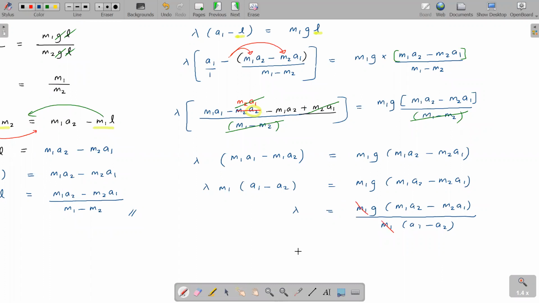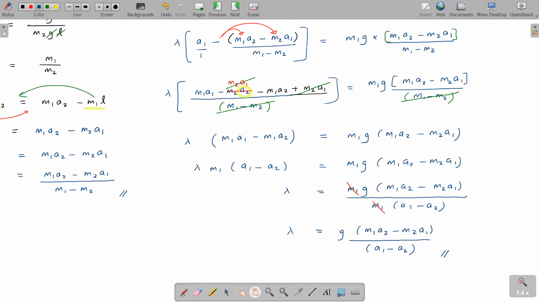So you get lambda equals G times (M1A2 minus M2A1) divided by (A1 minus A2). So this is your value of lambda in terms of M1, M2, A2, A1 and in terms of G. This is the value of lambda that we can get in this question.